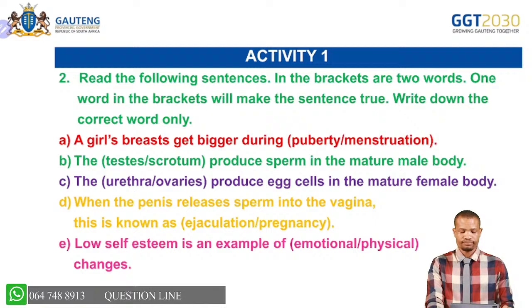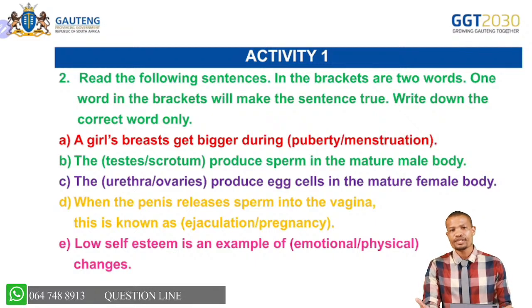Right, so what do you think is the answer for question A, between puberty or menstruation? A girl's breasts get bigger during puberty or menstruation. Which one is the correct word? Yes, that's correct. That is puberty. Okay, so puberty is the correct word and menstruation is incorrect. Okay, I hope you were able to get that one correct.